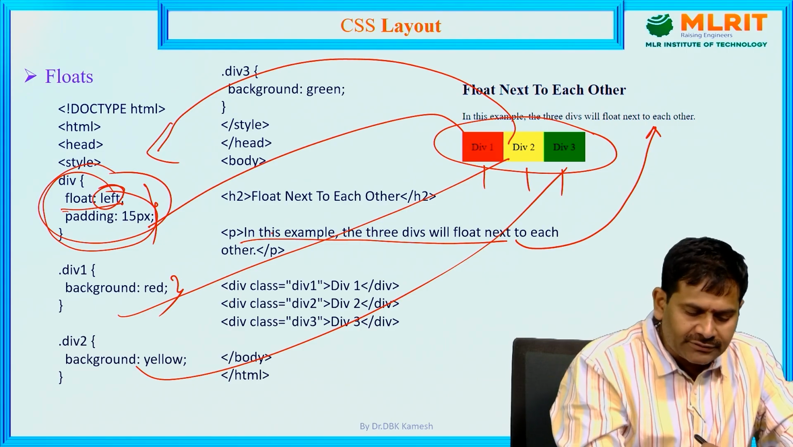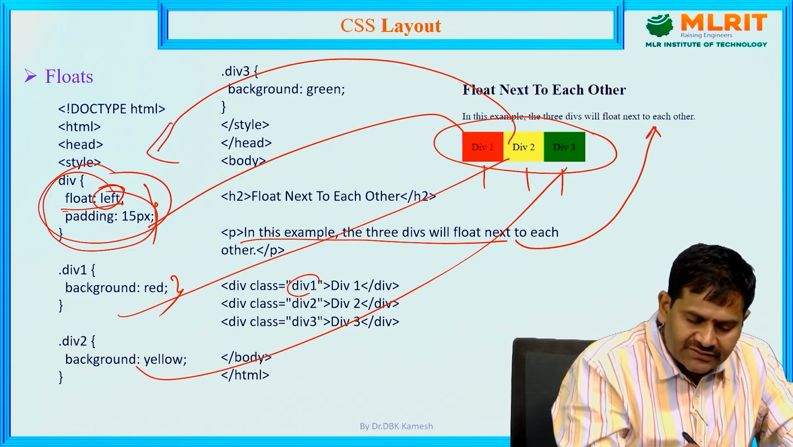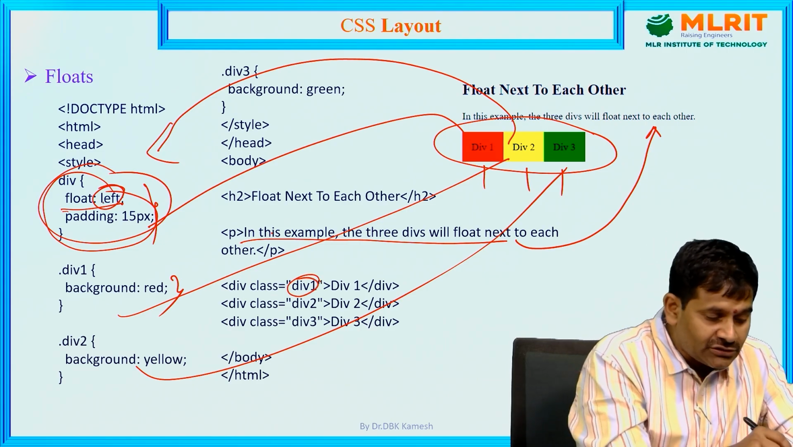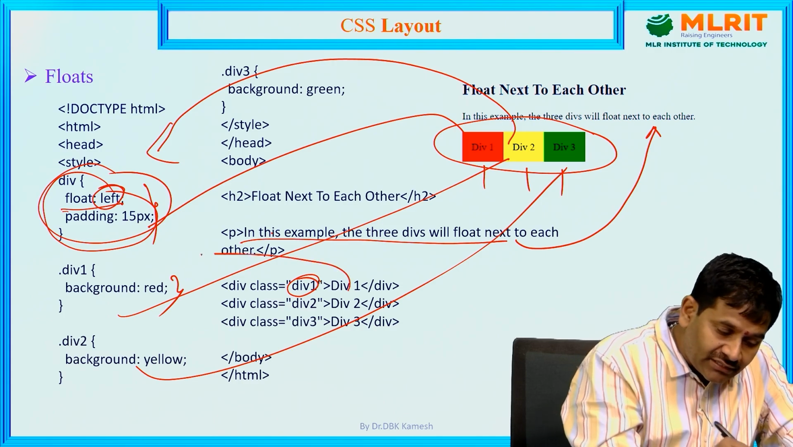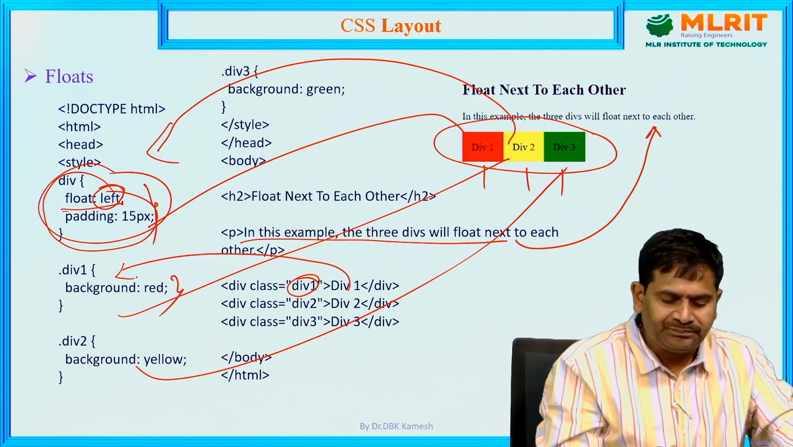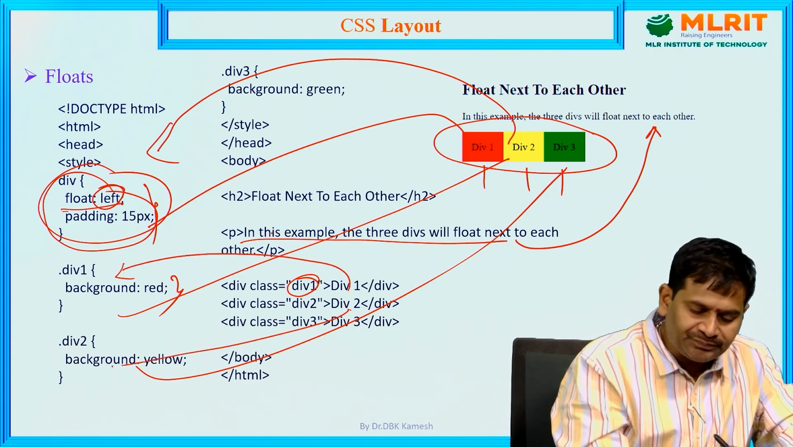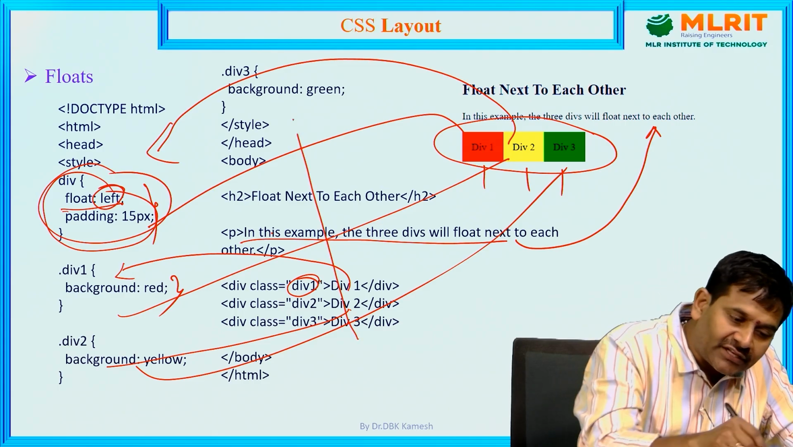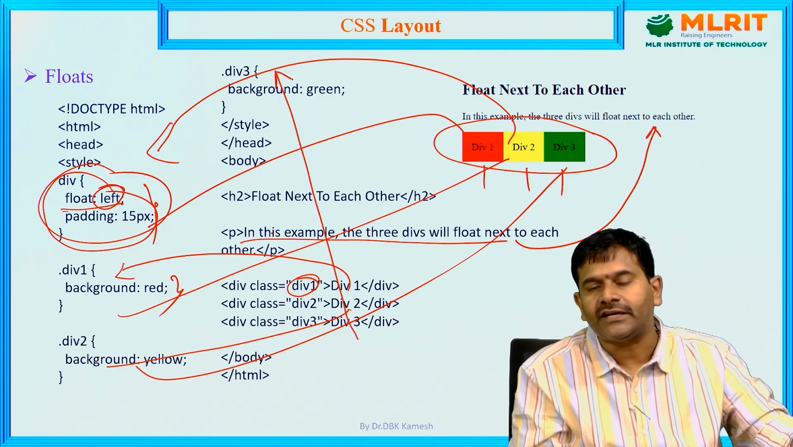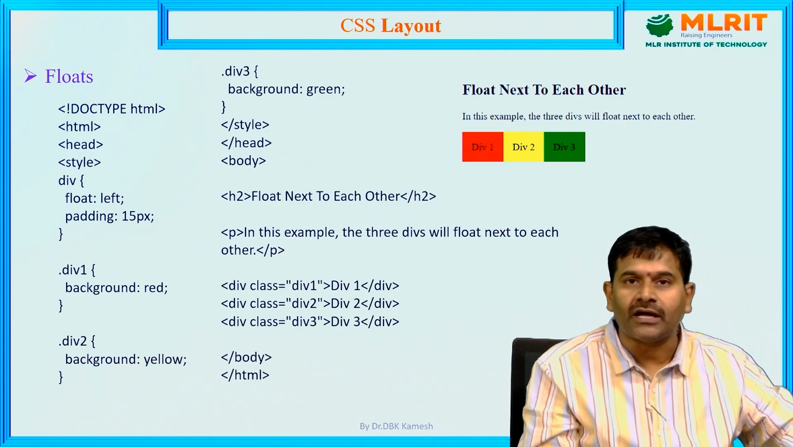So then the division class. The first division is div1. This div1 will give you this. The second one is div2, right? The third one is div3. So there are three varieties of divisions we can apply here.